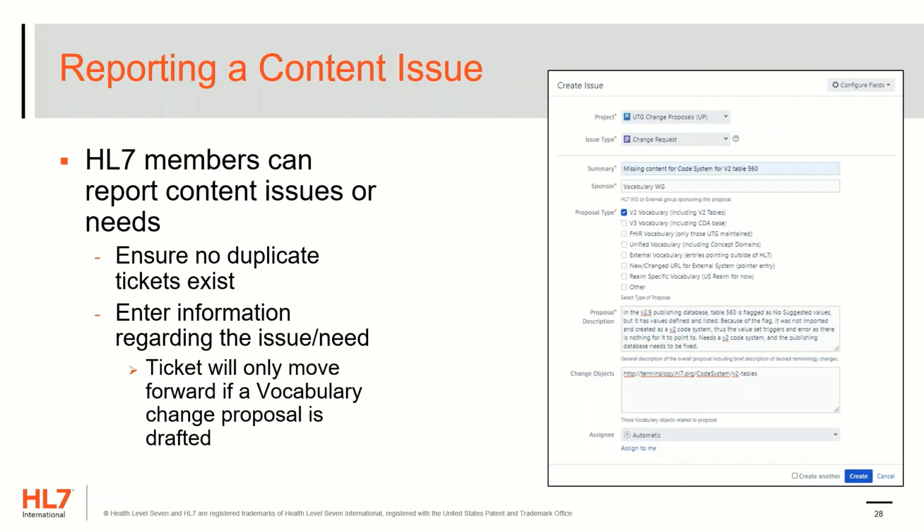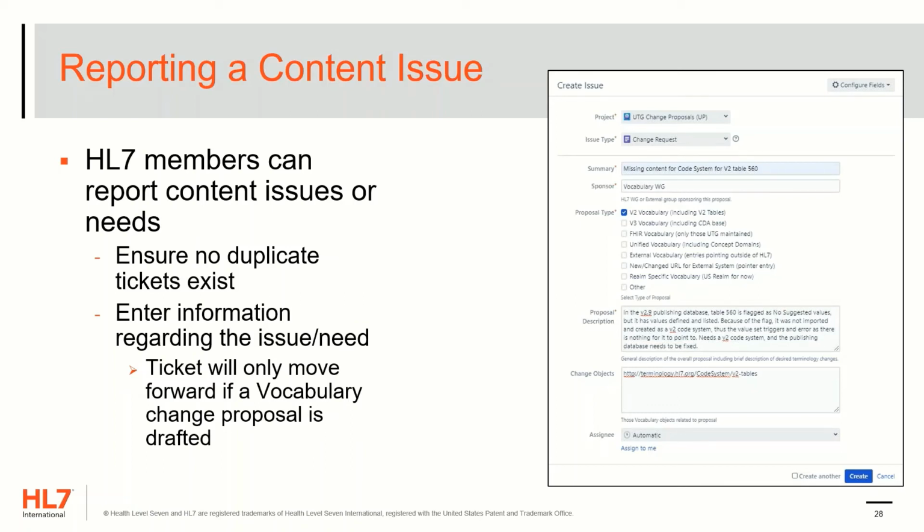The summary should be a brief description about the content of this proposal. This will serve as the title in UTG to help find the right proposal, so make sure it's short but meaningful. Then enter the sponsor of the proposal. This could be an HL7 working group or an external group, such as the Gravity Project. Then select the product family that the proposal is related to. The selected product family should be the tabs where the artifacts are currently hosted on the HL7 terminology pages.